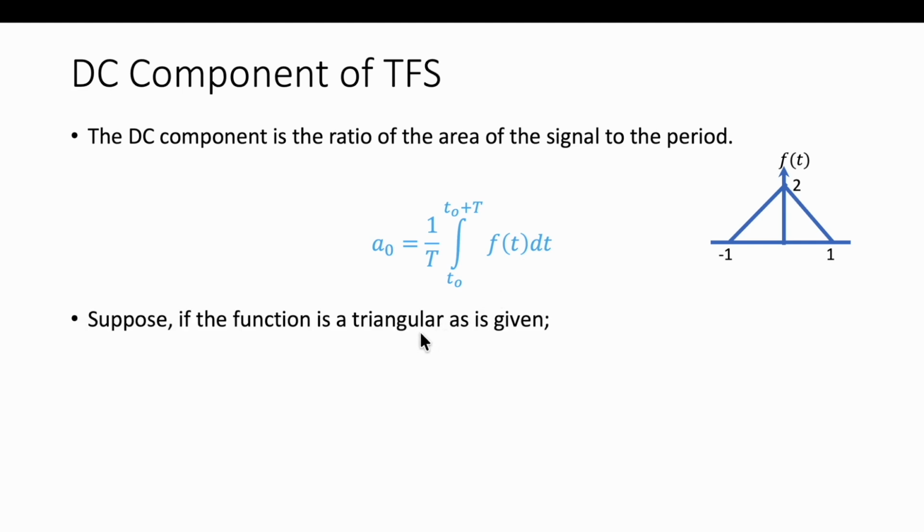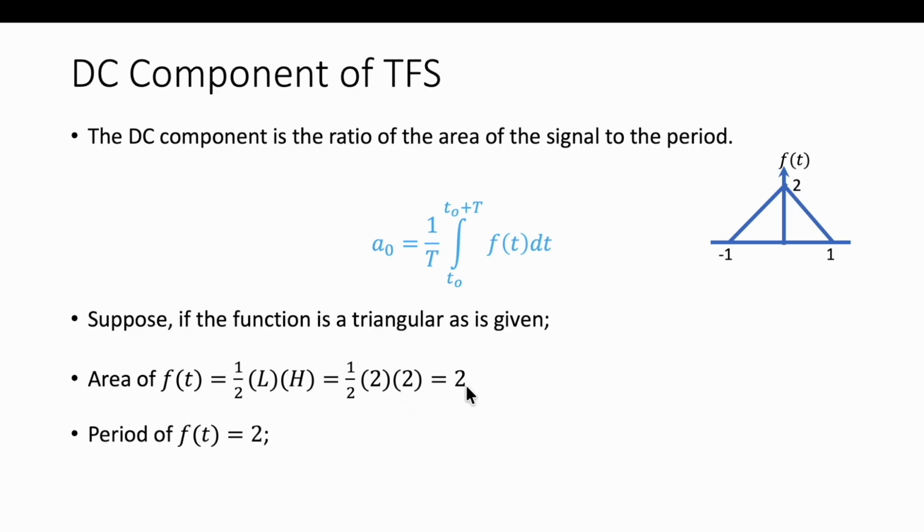Suppose the function is triangular, as given by this waveform, f of t is a triangular function which varies from minus 1 to 1, and the height of that is 2. We know that for the DC component it is the ratio of the area of the signal to the period, so we need to calculate the area. The area of a triangular waveform is equal to 1 by 2 times length multiplied by height. The length of this signal is 2 and the height is also 2. So 1 by 2 times 2 multiplied by 2, the answer will be 2.